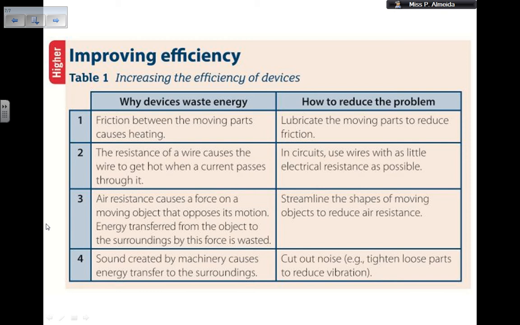So the thing that you need to do is really look at where the energy is being wasted. Is it because of friction? Is it because of heat? What is causing the heat? Is it because of sound? So check where the problem is, and then look at how to solve the problem, okay?